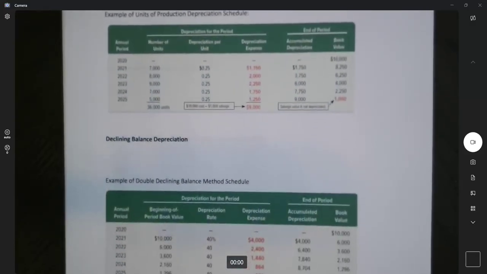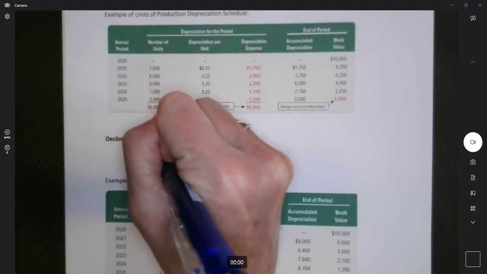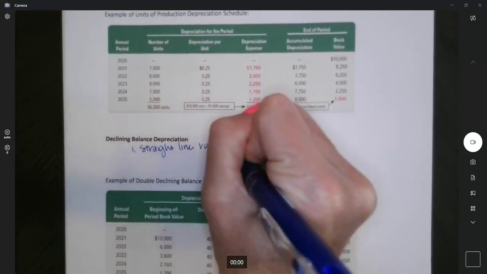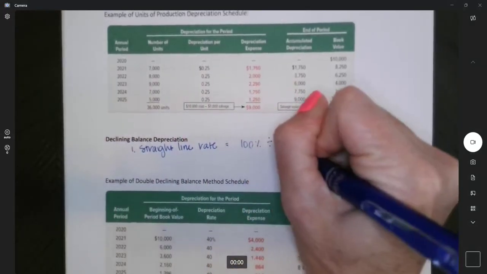Down below that, we have double declining depreciation. In terms of declining balance depreciation overall, it's always a multiple of the straight line rate. So when we are determining this, there are a few steps. The first one is going to be determine the straight line rate. That would be 100% divided by useful life.